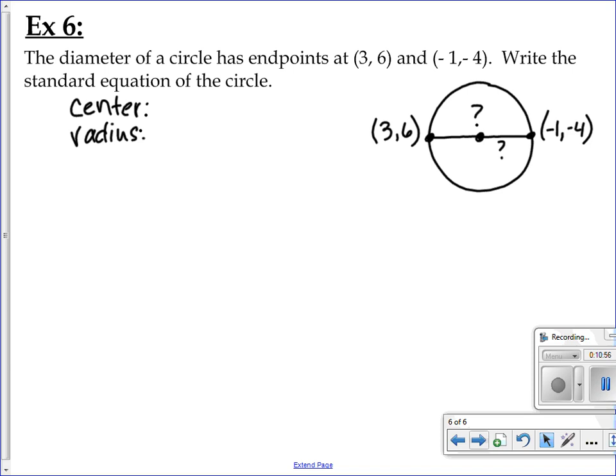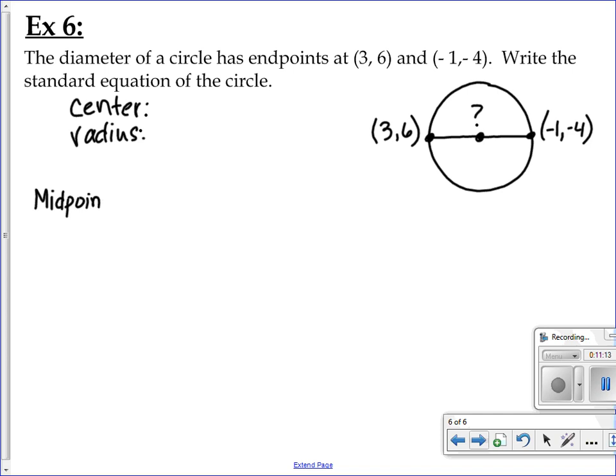How do you think we can find the center? Let's just start with that. So think of all the formulas you've learned this year. You've got one endpoint, you've got another endpoint, you're trying to find the middle. That's what the center is. You are going to have to do the midpoint formula.